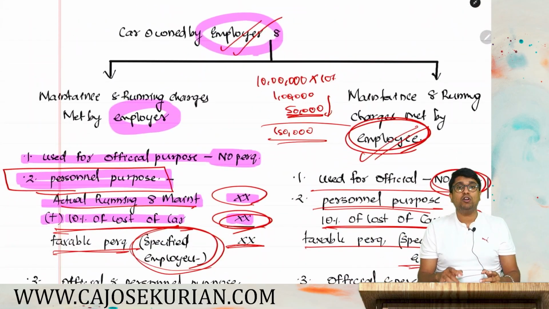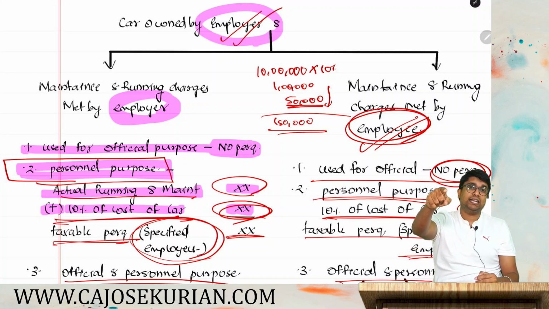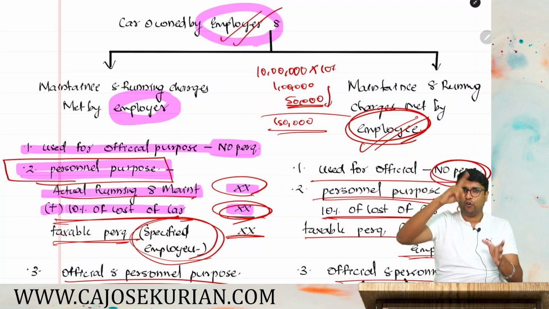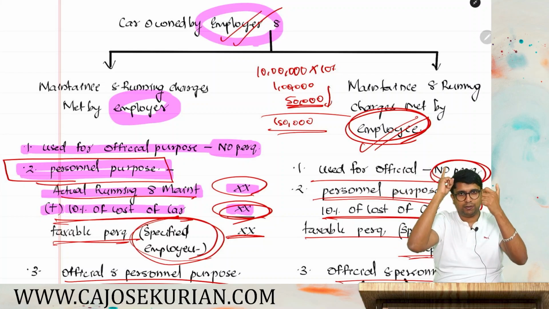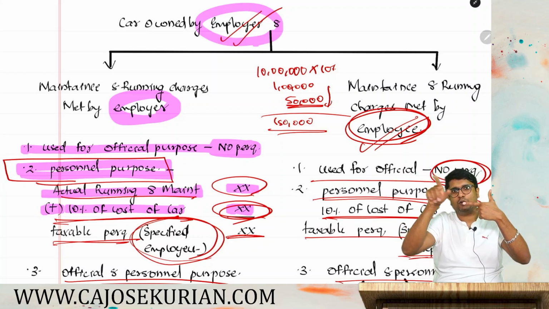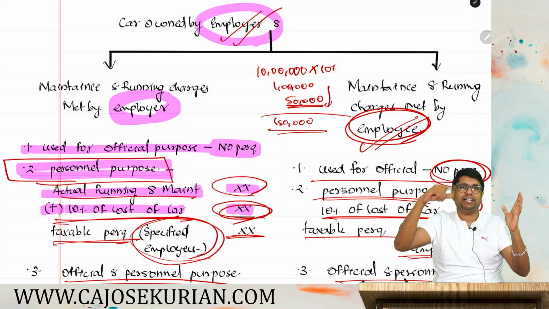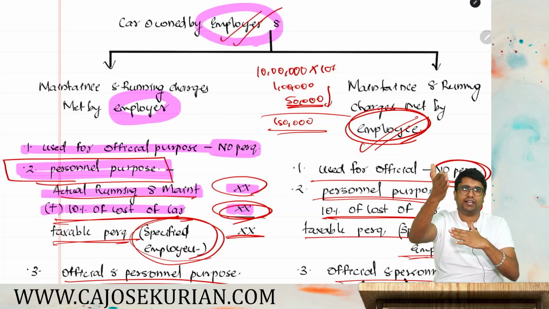Now, car owned by the employer, running and maintenance charges met by the employer. Official purpose, no perk. Personal purpose, both ownership and running and maintenance charges. How do you value the ownership? You take the original cost of the car into 10% for a year plus actual running and maintenance charges.